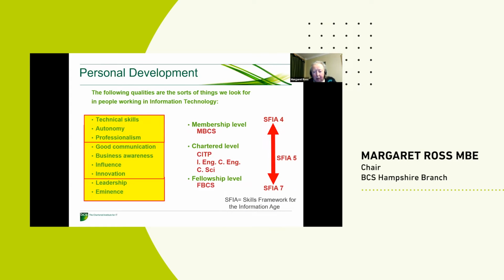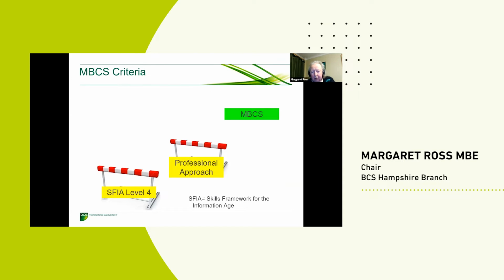So you've got the MBCS, which is approximately level 4. You've got all the chartered ones at level 5, and fellowship at 7, although you can be on the 6-7 boundary. We're going to go into those in a little more detail, but it's fairly straightforward once you get your head around it, I'm afraid. So when we're talking about MBCS, well, first of all, level 4, professional approach. Obviously, you've got to commit yourself to the code of practice, etc.